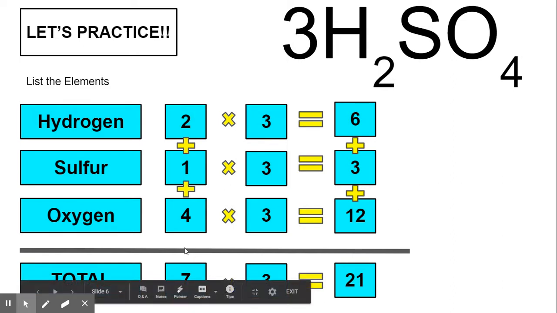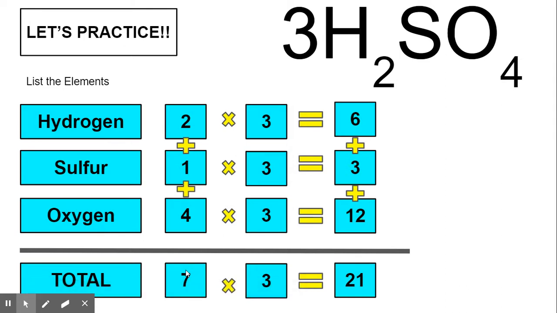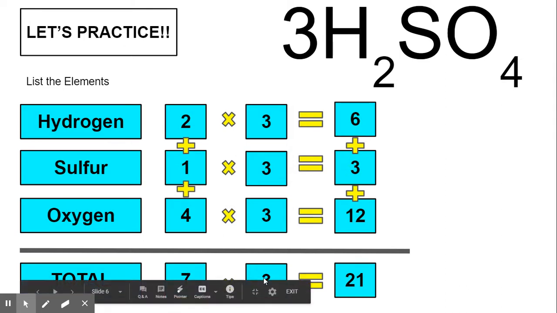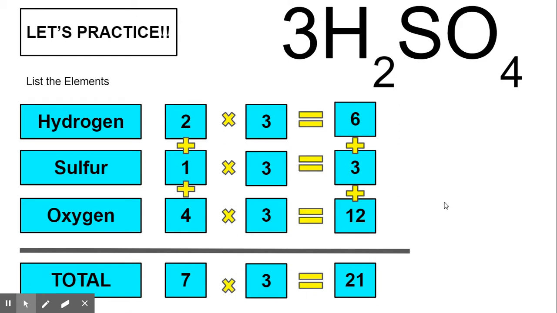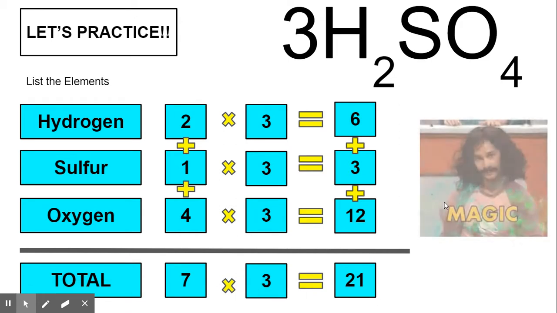If it just asked for the total number, then you could just add up all the elements in the formula without the coefficient and then multiply that times 3. So really it depends on what the question is asking. And so that's why I went through the process both ways. Okay, let's do one more practice.